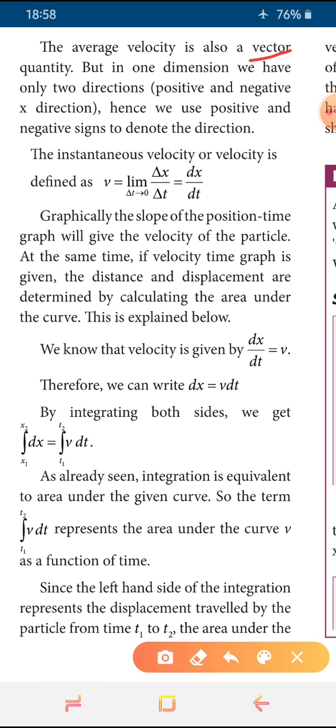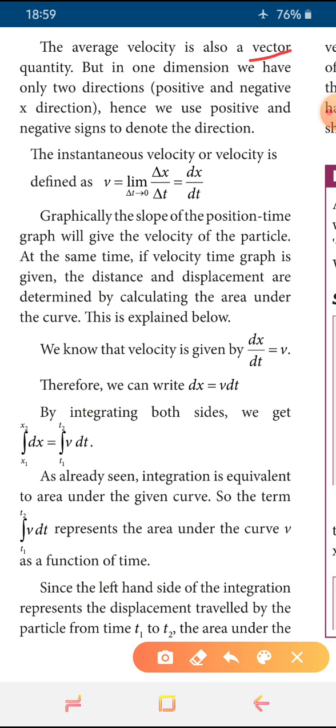And now instantaneous velocity, or velocity, is defined with the formula v is equal to limit delta t tends to 0, delta x divided by delta t, which we can write as dx divided by dt. This definition of average or instantaneous velocity we can represent with the help of a graph. The position versus time graph is drawn for the given object, and with the help of the slope we can find out the velocity.